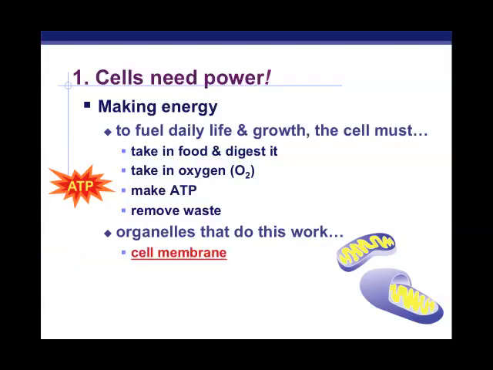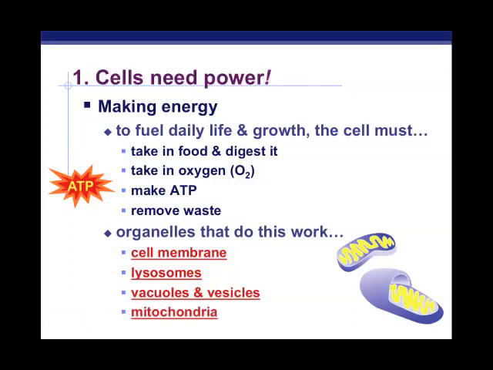That's one of them. And it's the organelles that do this. And these are the 4 main organelles that are involved with making power: the cell membrane, the lysosomes, vacuoles and vesicles, and mitochondria. Now we're going to be looking at each of these, so don't get worried that you don't understand what they are right now. You will come back to these as you review this lecture.